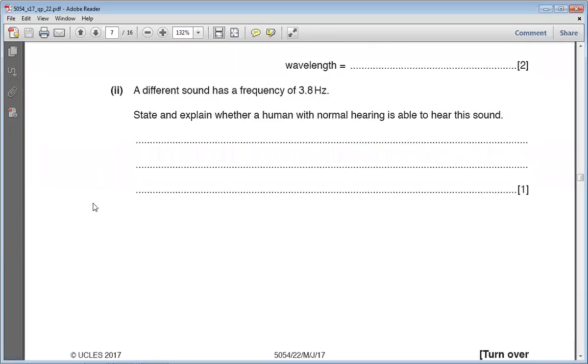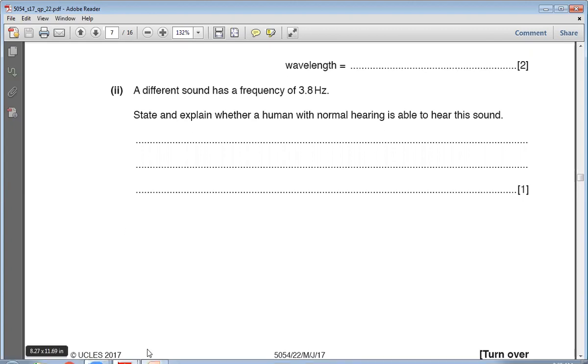A different sound has a frequency of 3.8 hertz. State and explain whether a human with normal hearing is able to hear this sound. You see, the normal human audible frequency range is from 20 hertz to 20,000 hertz. So 3.8 hertz is less than the lower limit of the audible frequency range. So the human will not be able to hear this sound.